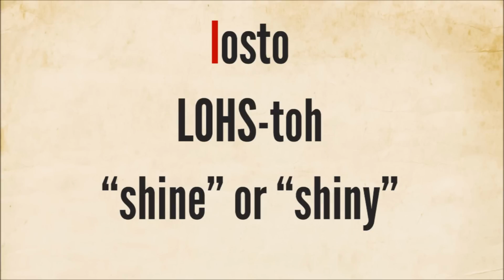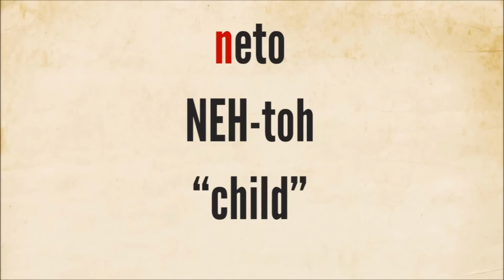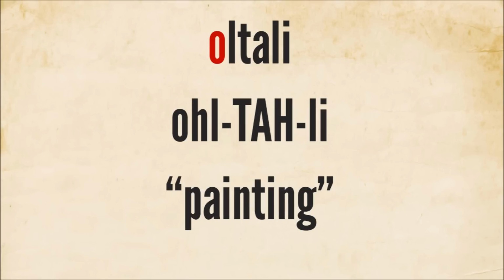Moving on to the next phoneme, we have an L sound, like in the word losto, which means shine or shiny. Then we have an M sound, like in the word minda, which means look, like he, she, or it looks. The next sound we have is an N sound, like in the word neto, which means child. The next sound we have is an O, like in the word oltali, which means painting.